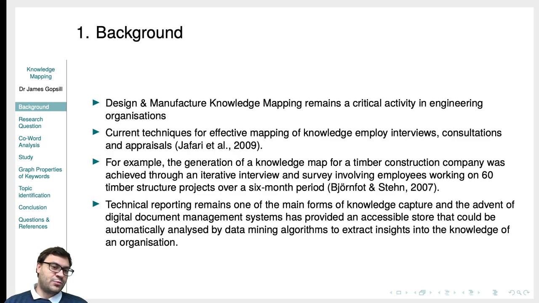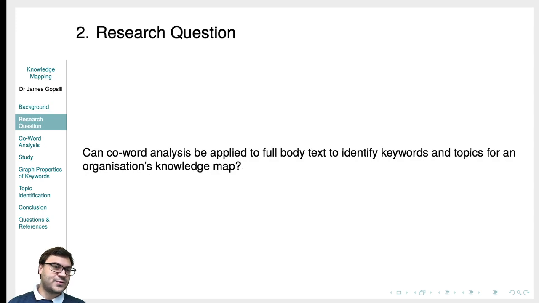Technical reporting remains one of the main forms of knowledge capture, and the advent of digital document management systems has provided an accessible store that could be used to automatically analyse the knowledge within an organisation using data mining algorithms. So our research question was, can co-word analysis be applied to full body text to identify keywords and topics for an organisation's knowledge map?